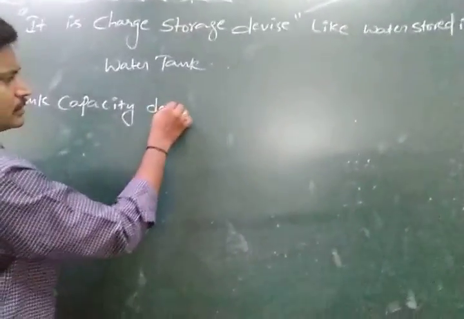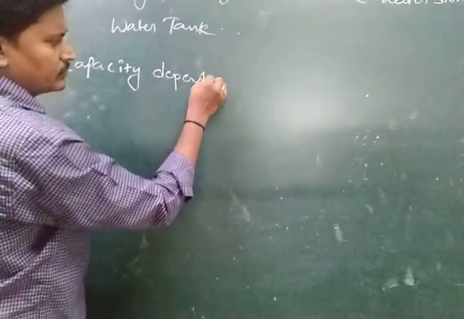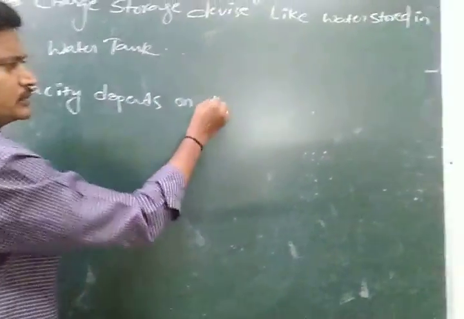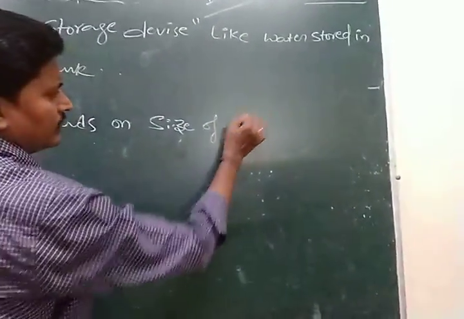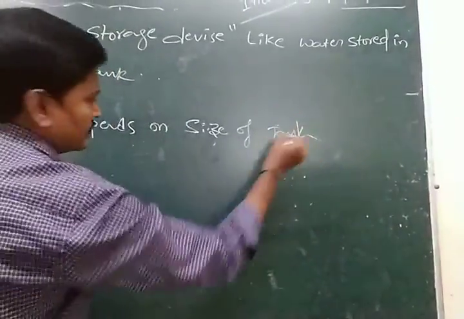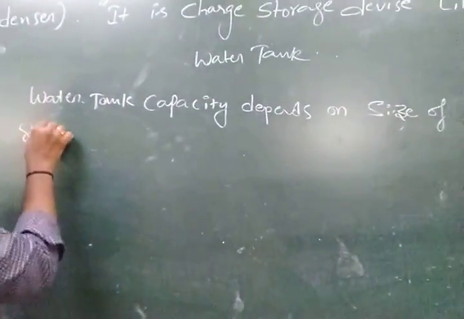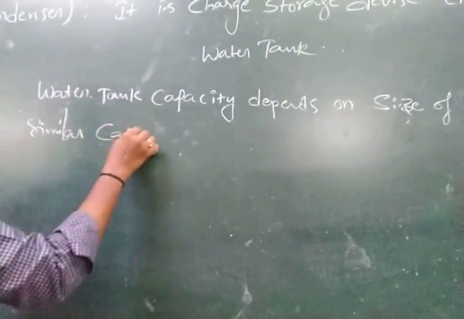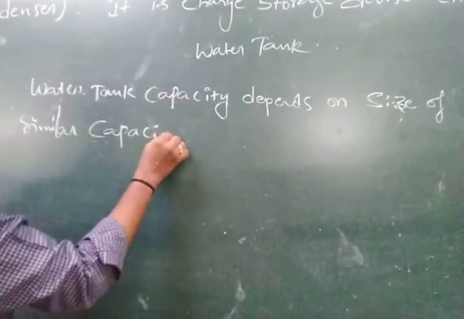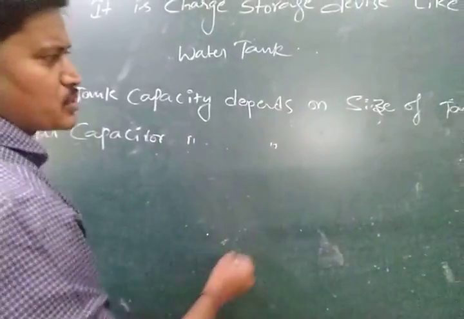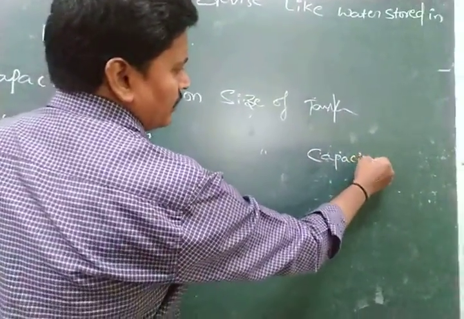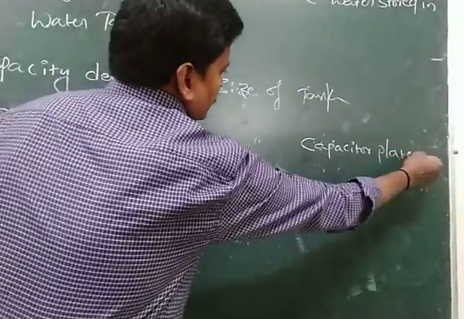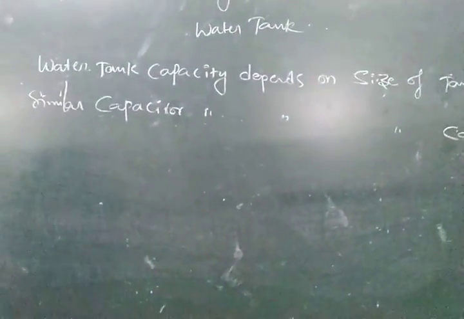Generally, water tank capacity depends on the size of the tank. Okay. So similarly, capacitor capacity also depends upon the size of the capacitor plate. Capacitor plates. Okay. So this is the main term.